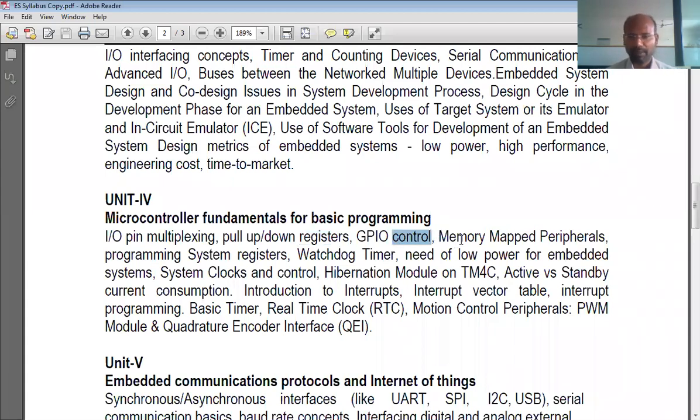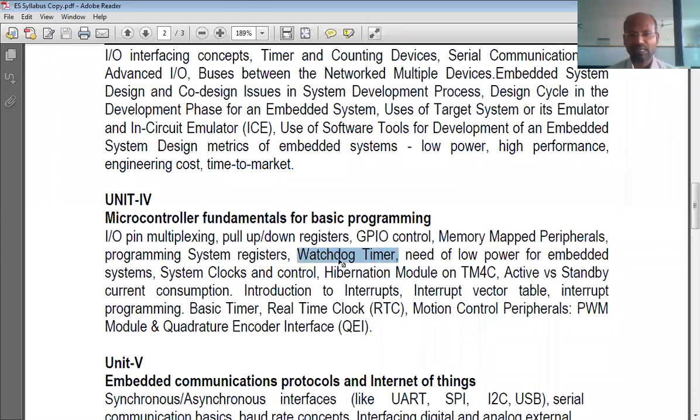Next, memory mapped peripherals, programming system registers, watchdog timer. Programming system registers. System registers means in every microcontroller we have registers. By writing ones or zeros into those registers, we can have different functionalities. Okay, watchdog timer, it is a reset mechanism.